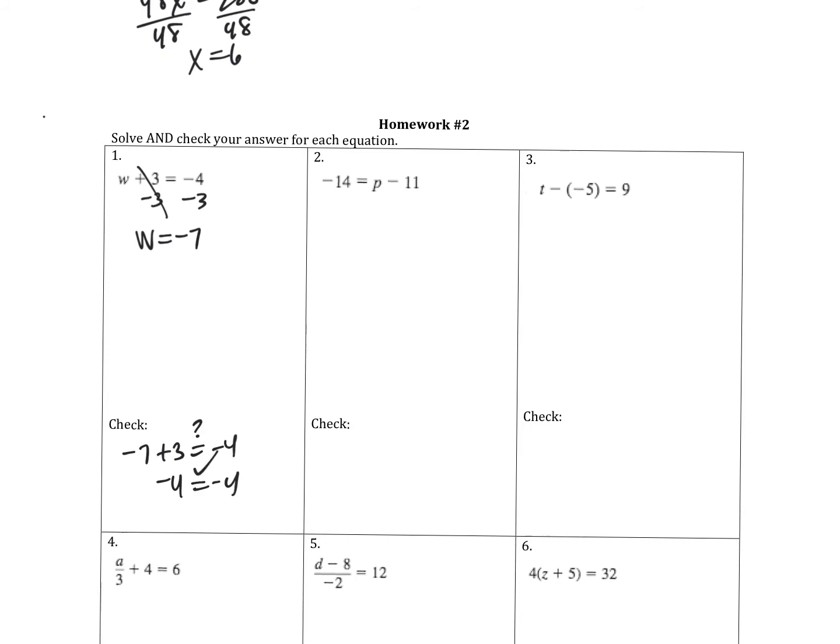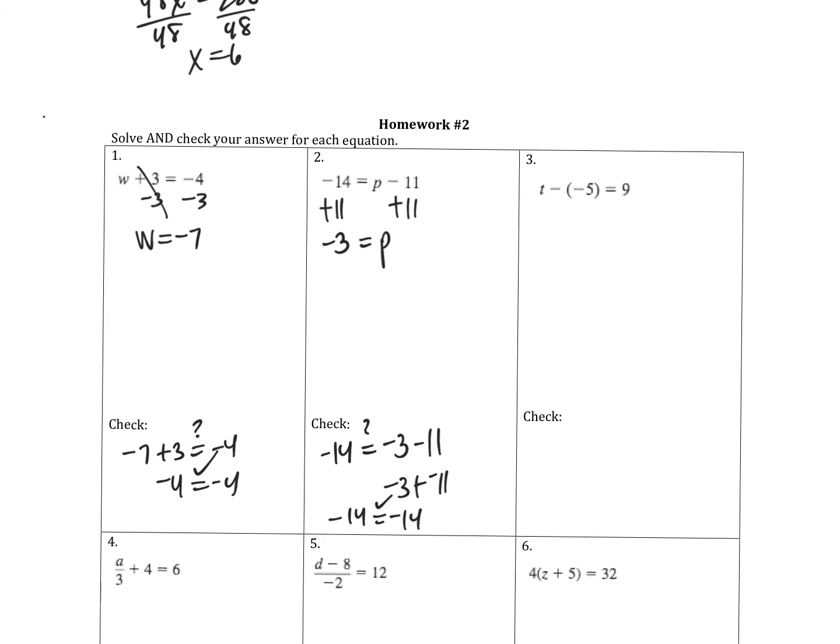We want to get p alone, so we're going to add 11 to both sides. Remember, you're doing those inverse operations here. This is negative 3. Let's check. Negative 14, does that equal negative 3 minus 11? Yep, this is the same as negative 3 plus a negative 11, which is indeed negative 14.